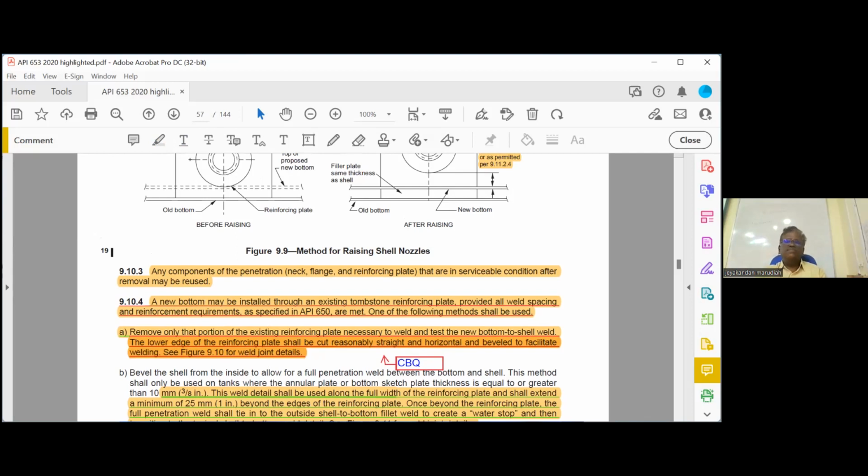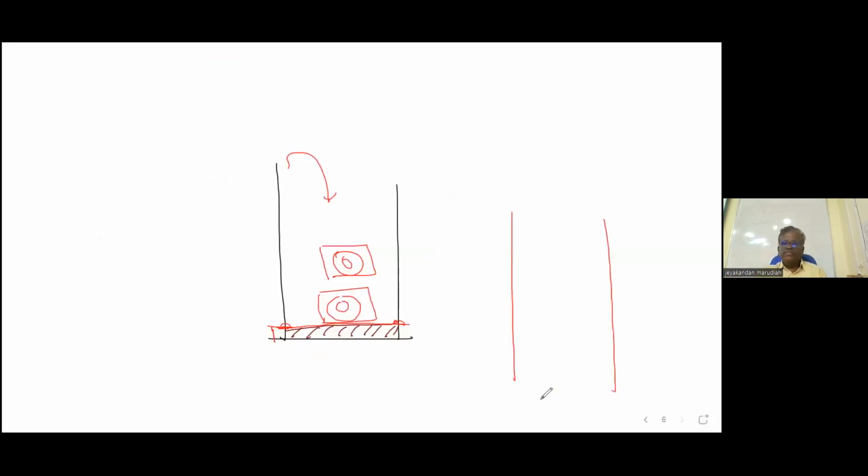See, what is the meaning? We have a shell which already has a nozzle and we have a tombstone shape with this one. And you want to install a new bottom. Then what we will do, we will cut it like this. Same tombstone, we can use it. But the only thing, it should be straight, because when you are cutting, we have to cut it straight.